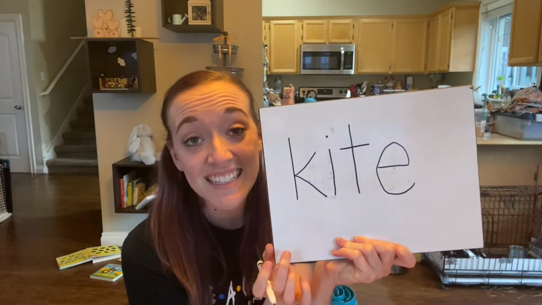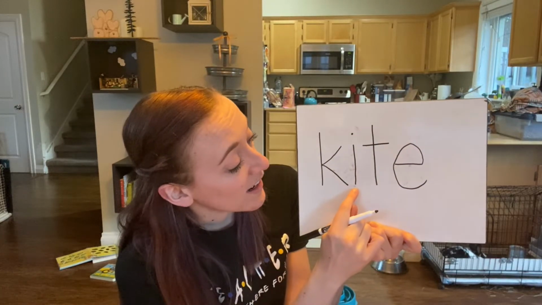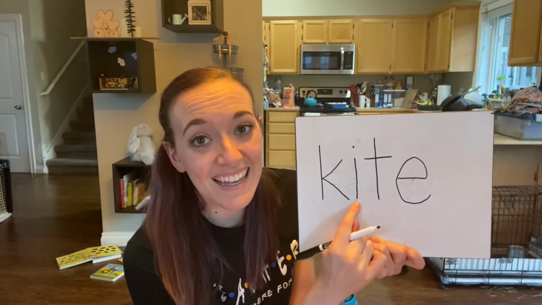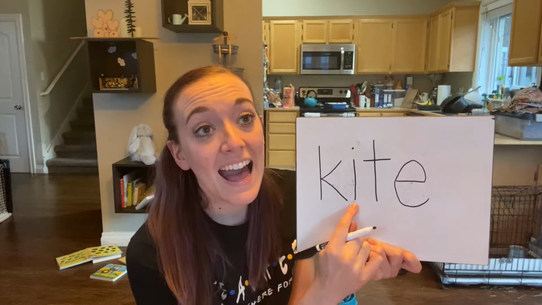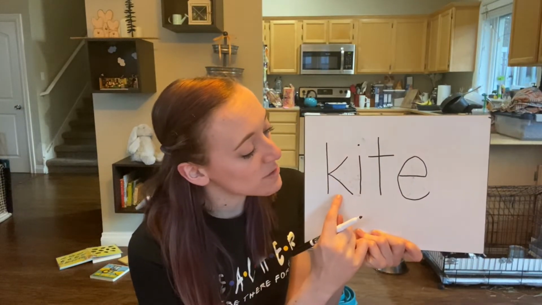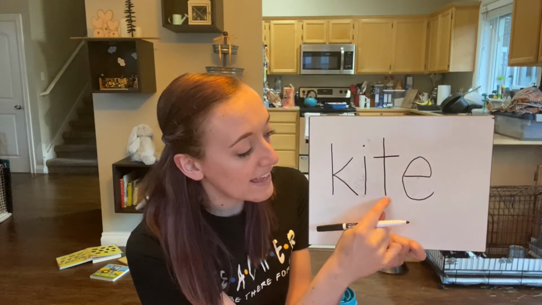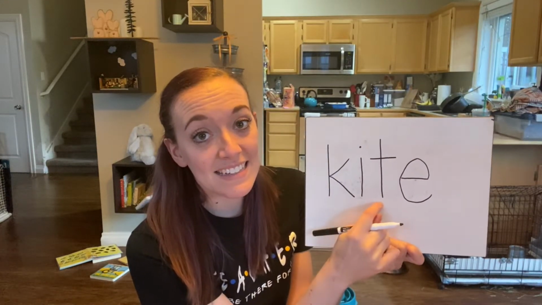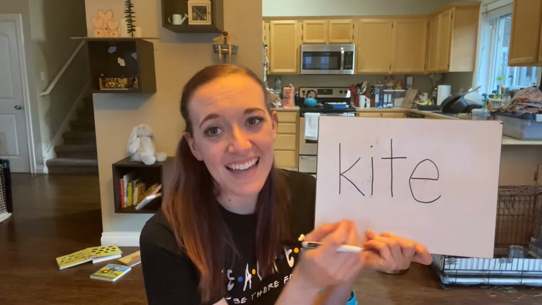And when Sneaky E joins our word, then our I no longer is going to say I, it's now going to say I. But remember, Sneaky E is silent. So now this word becomes k-ite, k-ite, kite. Yeah, how many of you have been out flying a kite? I love to fly kites.